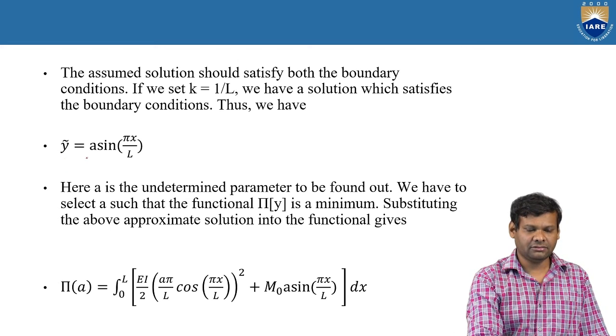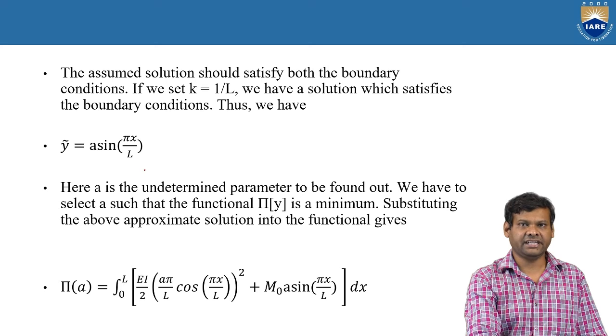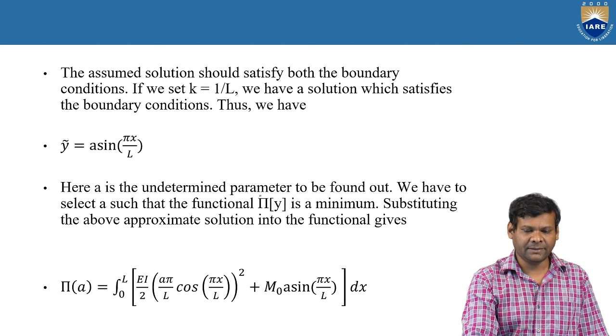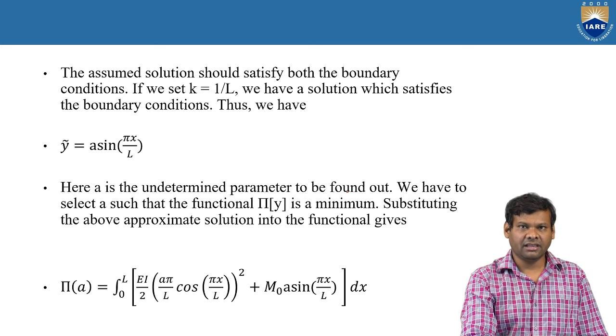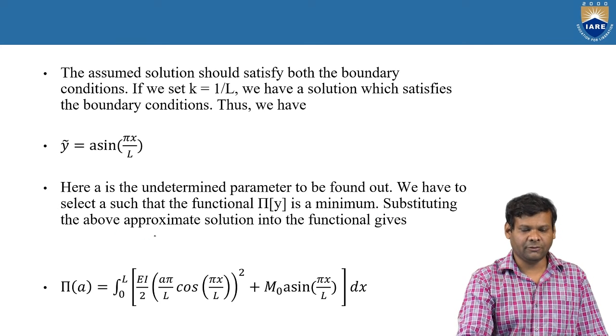And if we apply the boundary conditions, what we get is k equal to 1, and the approximate solution y tilde is equal to a times sin(pi x / L). This is a sine; it doesn't mean arc sine, it is not a sine inverse. And a is the undetermined parameter to be found out. If we find the undetermined parameter a, then our solution is complete and we can use it for practical purposes. We have to select a such that the function is minimum, substituting the above approximate solution.